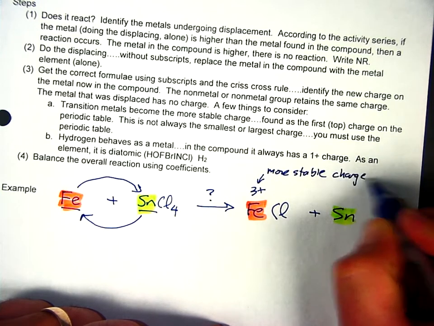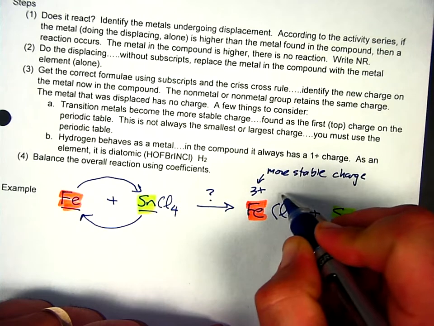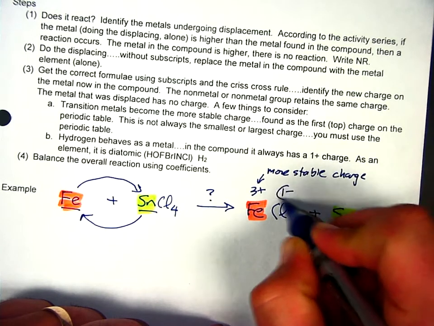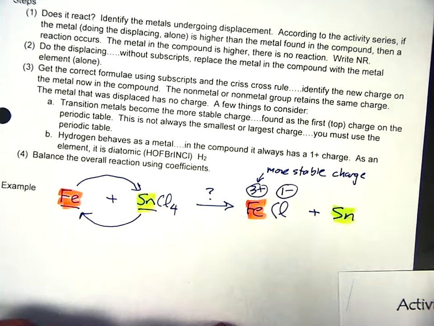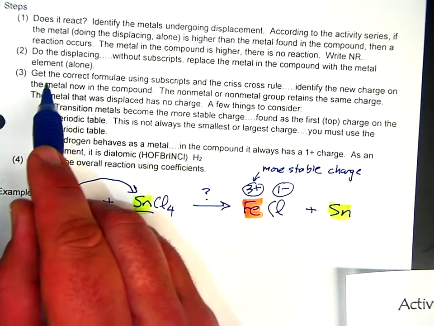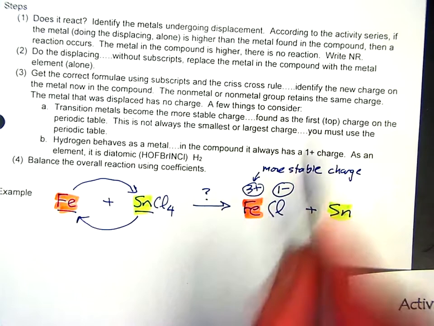Charge. Okay? And chlorine I know is 1 minus, okay, from the chart. So now I'm going to follow and get the correct formula. So it says, get the correct formula using subscripts and the crisscross rule.